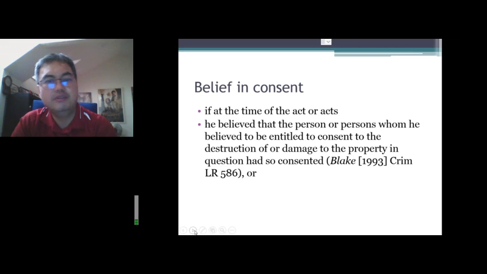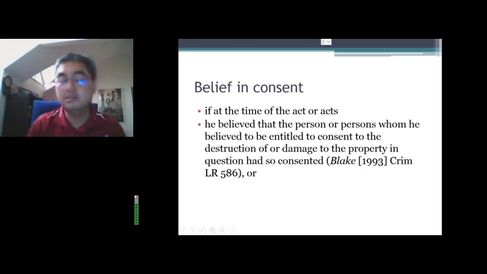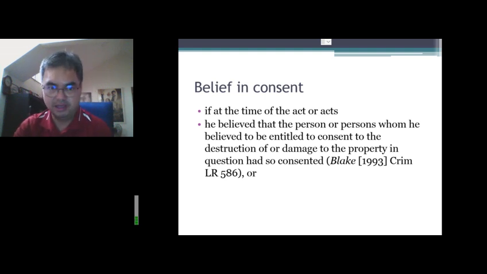and it is provided that if at the time of the act or acts he believed that the person or persons whom he believed to be entitled to consent to the destruction or damage had in fact so consented, right? So as long as at the time when he destroyed or damaged the property, he believed, so again very subjective, just like in the Theft Act, that the people entitled to consent to the destruction or damage had in fact so consented. Doesn't matter that in fact such people do not actually consent to it, but what matters is that the accused believed that they had so consented.